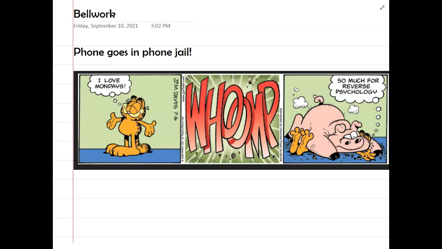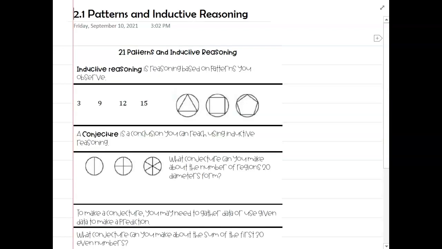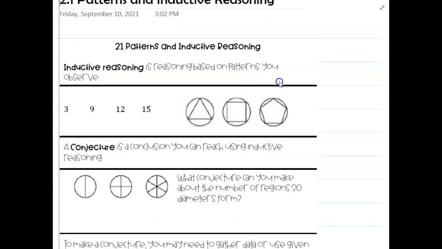This is going to be an introduction into kind of like the core of geometry, which is proofs. So today we're going to talk about patterns and inductive reasoning. A lot of what we're talking about today is, okay, hey, I recognize this. Here's what I'm observing. Let me use that to make a guess about what's going to happen. So, patterns and inductive reasoning.